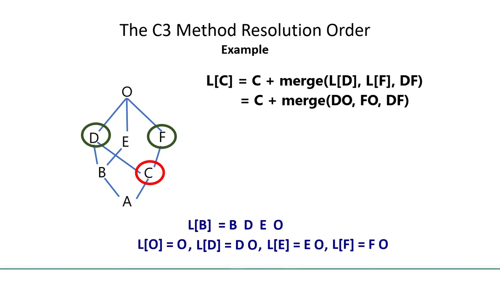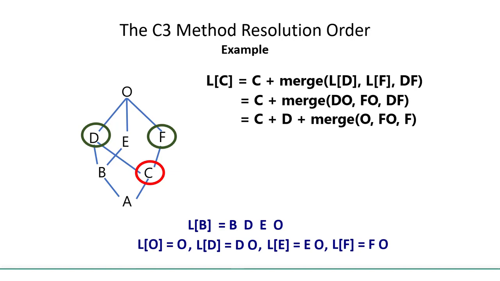So let's evaluate this merge function. To start with, we are going to pick up the head of the first list among the several lists present in the merge function, which in this case is class D. And we see that class D is not part of the tail of any of the remaining lists. So we can remove class D and add it to class C as part of the linearization of class C. This is how our new expression looks, where we have C plus class D plus the merge of class O followed by list FO and the list F. Let us again evaluate the merge function with the new lists.